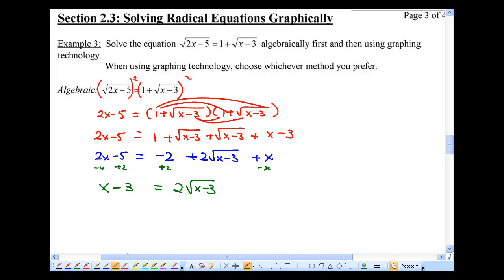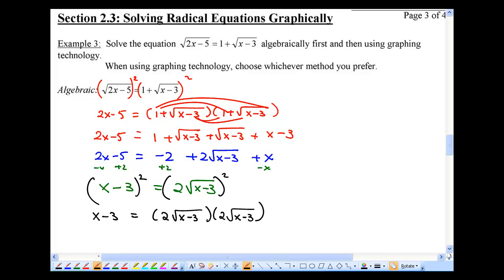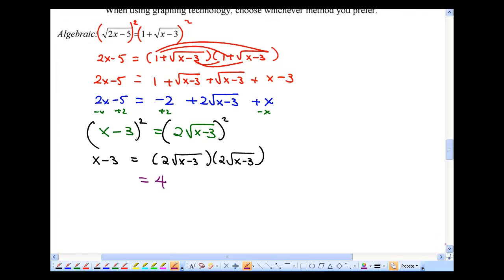Now we still have a root here, right? So we're going to have to square both sides again. Not just once, but twice, since you have 2 square roots. Square both sides again. x minus 3. Now once again, I'm going to ask you to write this out as 2 separate things. When you do that, you won't make mistakes. 2 times 2 is just equal to 4. And then the root x minus 3 times root x minus 3 is just a factor of x minus 3.